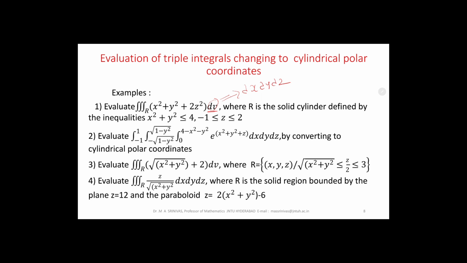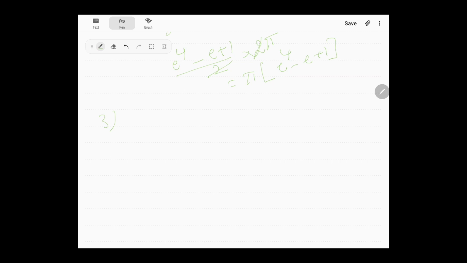Evaluate the triple integral over R of root x square plus y square plus 2 dV, where dV is dx dy dz. R he has given like this: root x square plus y square less than or equal to z by 2 less than or equal to 3. That means 2 root x square plus y square less than or equal to z less than or equal to 6. So z is in between these two.